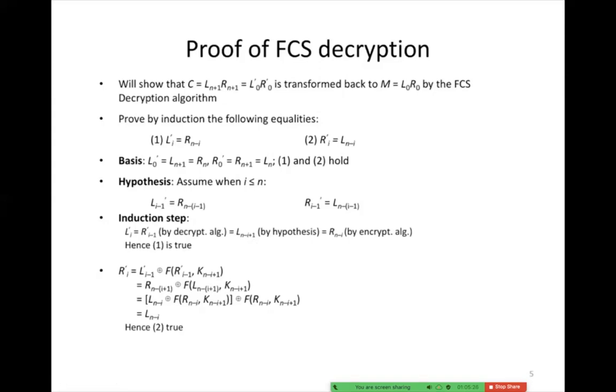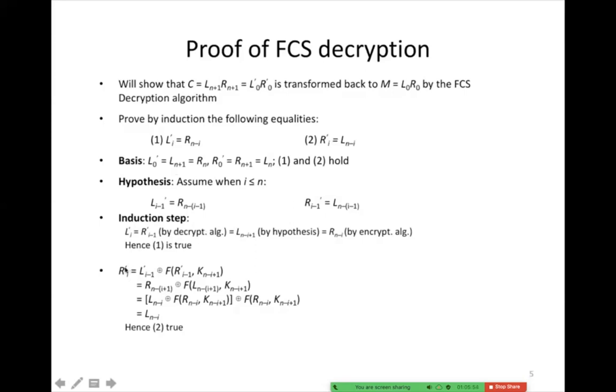I'm sorry, we know that this L sub n minus I plus 1 is equal to the right-hand side of the previous round. So this is R sub n minus I. So the induction hypothesis proves this is true. So the first one is true.